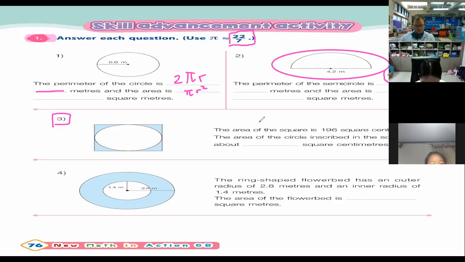Where would we start? What is our end goal? Or let me first ask you, what is the question asking us to calculate? Anyone? Nice and early on a Monday morning. Let's see. What do you guys think?